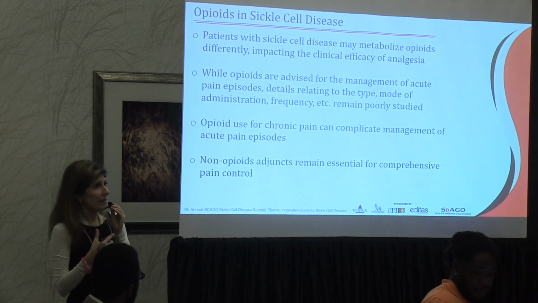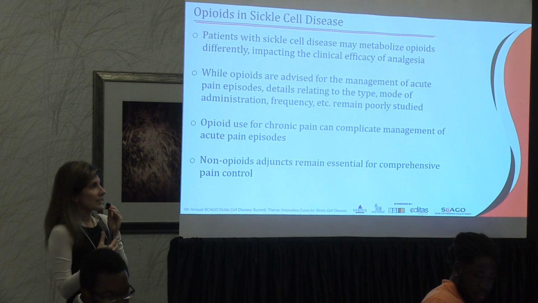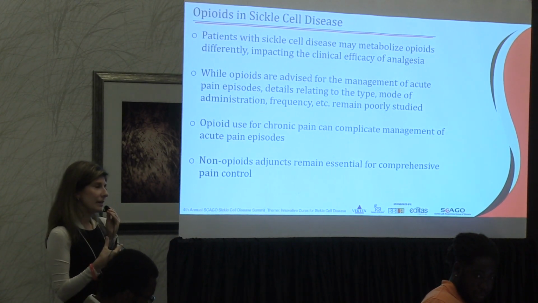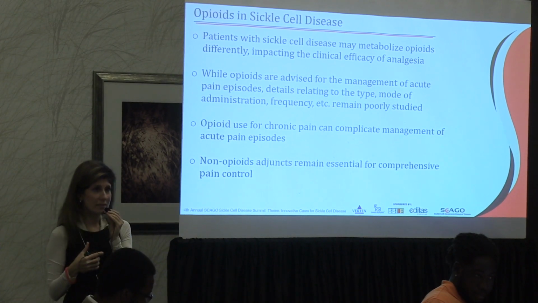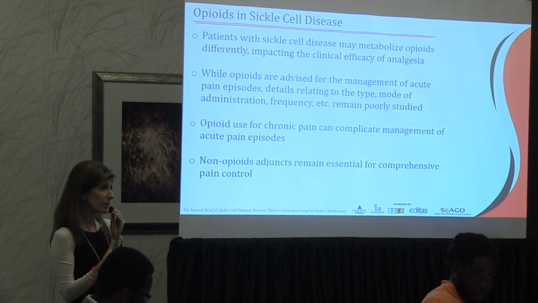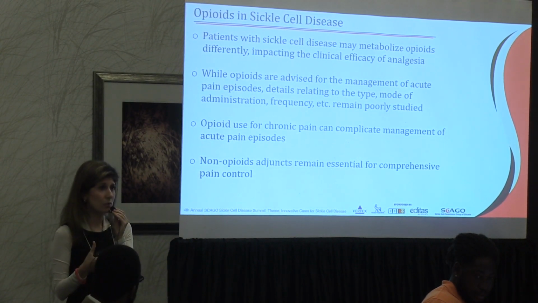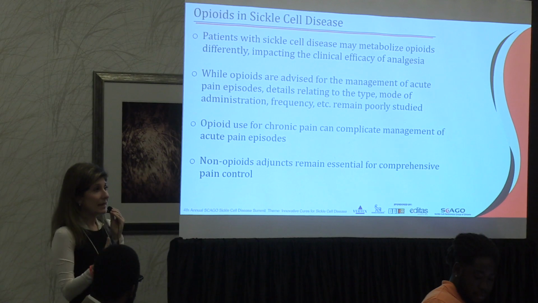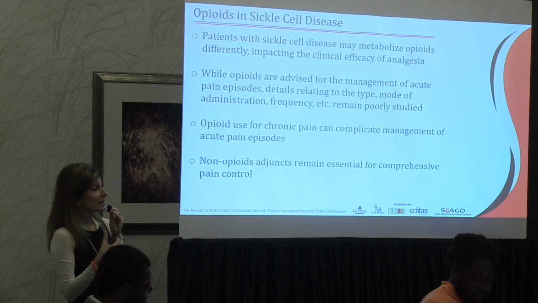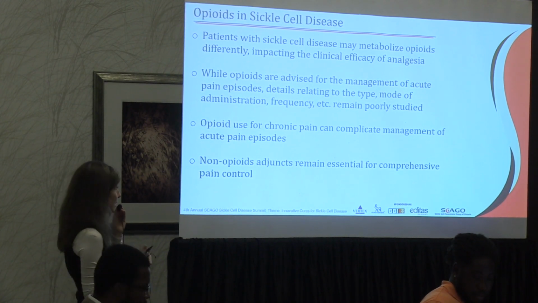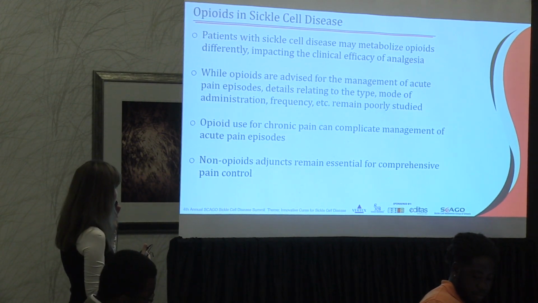So I think there are a few additional notes to make about use of opioids in sickle cell disease. It's not a one-size-fits-all. It's a very individual and tailored approach, and we know that some individuals with sickle cell disease can metabolize opioids very differently, and that can lead to differences in analgesia effect, along with differences in potential side effects and adverse effects that we can see.